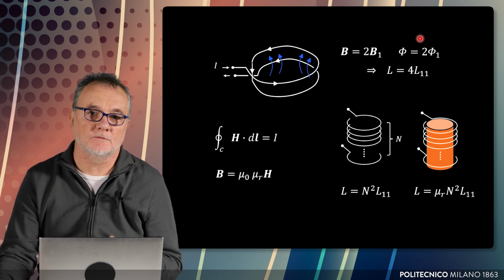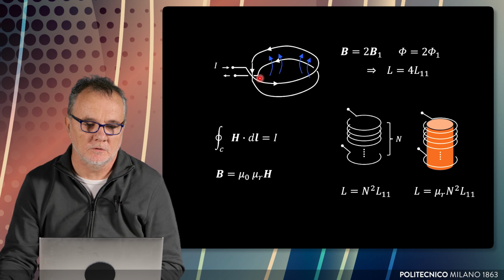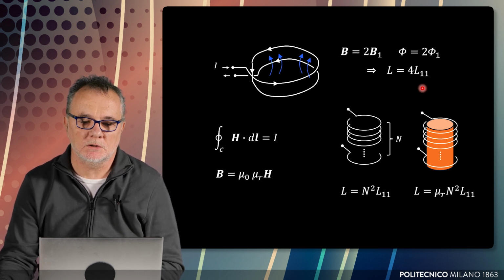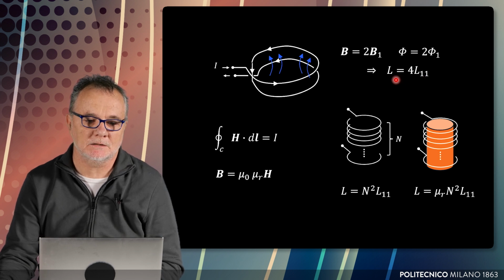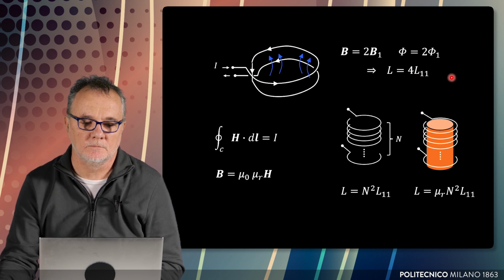But the total flux concatenated is the sum of two fluxes, that through loop number 1 and that through loop number 2. So we have another factor of 2, and we can say that the inductance of this two-loop system is 4 times the inductance of the single loop.